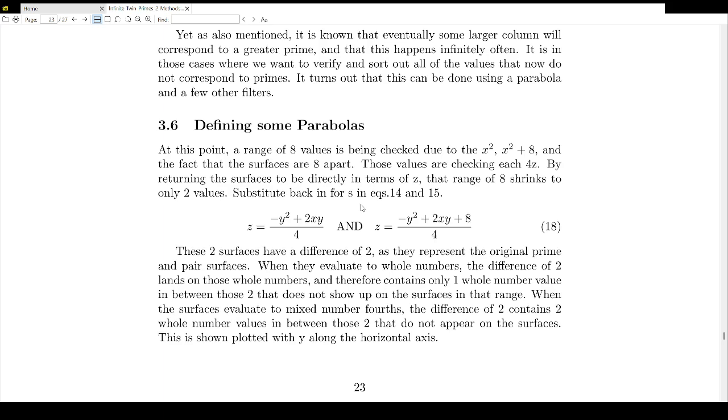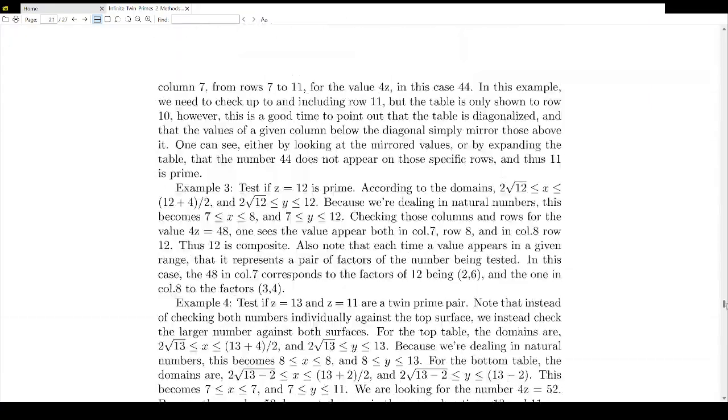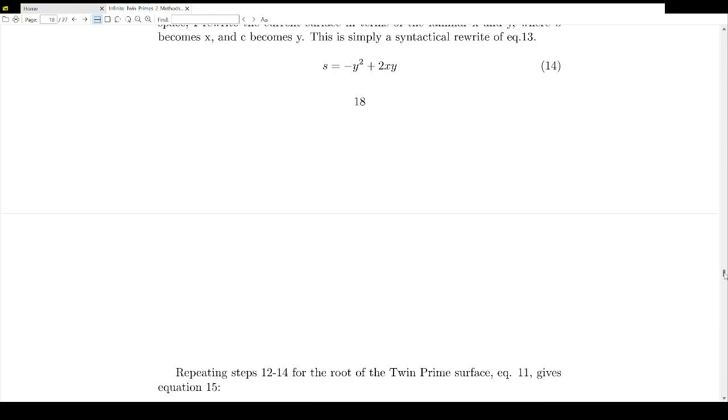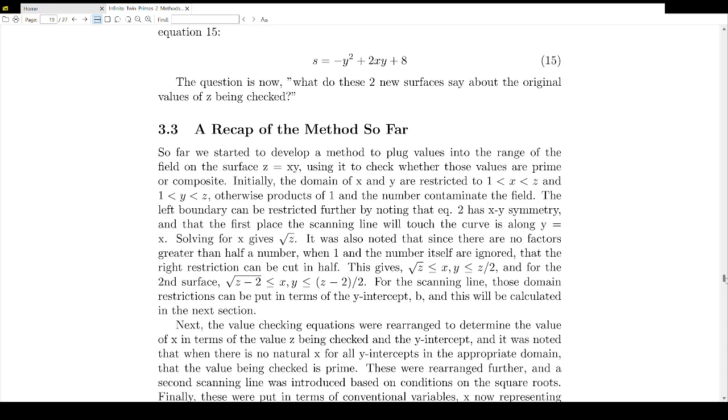Substitute back in for s in equations in 14. And should I scroll back there just to see what that was that we're looking at? So there's our equation 14.